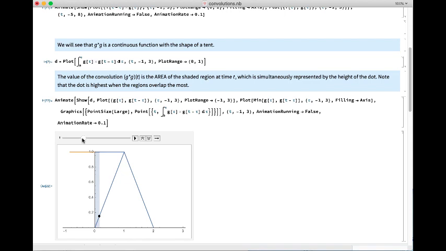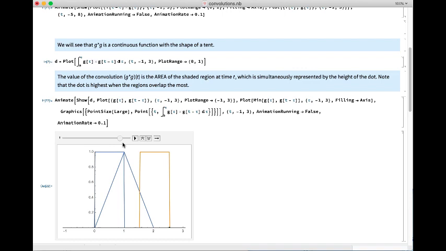All right. So as they overlap more and more, the common area increases. The dot goes up, and when they overlap fully right around here, boom, at this point it starts to slide out the other side, and the intersection becomes smaller, and as a consequence the value of the area is decreasing, so the dot is going down. So it goes down like this.